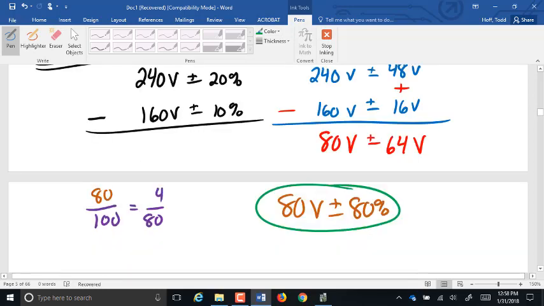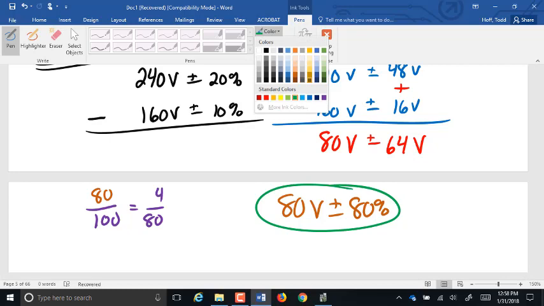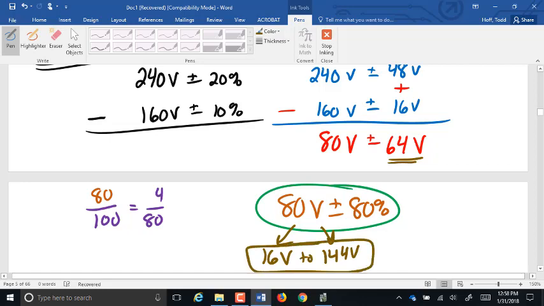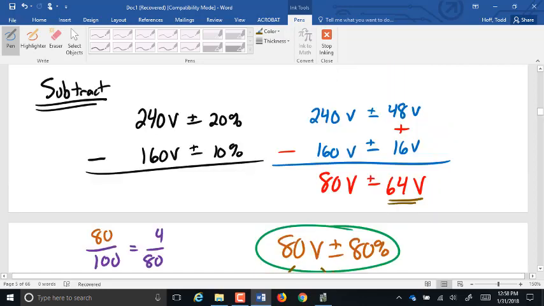Well, this gives a range here. Minus 64 volts would be 16 volts. Plus 64 volts would be 144 volts. Is that really the range given here? Well, let's take a look.